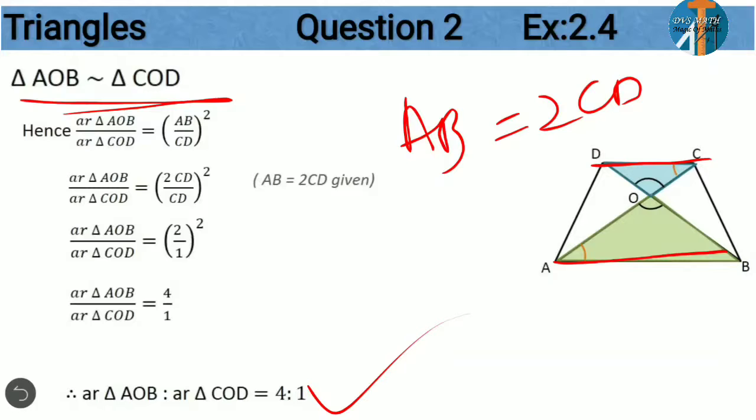Whenever they ask to find the area of any two triangles, first you have to make the two triangles similar. How will you prove that they're similar? Take any two angles equal, so by AA similarity make them similar, and if they're similar, directly go for the area. Substitute the given, AB is equal to 2CD. CD cancels, so 2 by 1 whole square. 2 square is 4, 1 square is 1. So the ratio is 4 is to 1. This is about question number 2 in exercise 2.4, which is related to the area of similar triangles theorem.